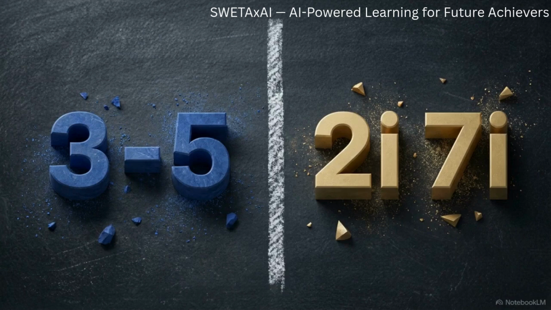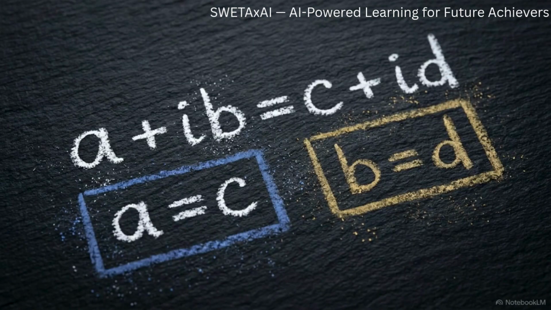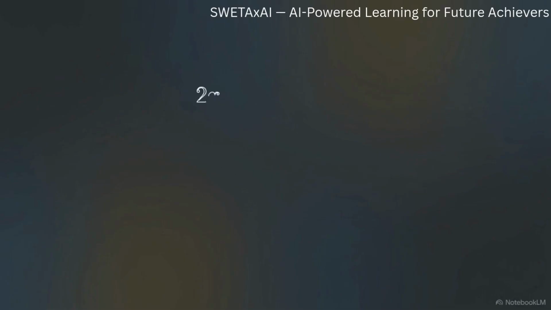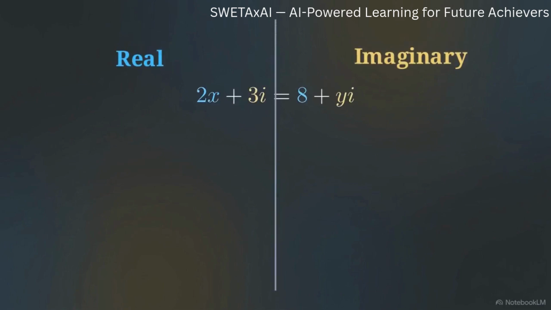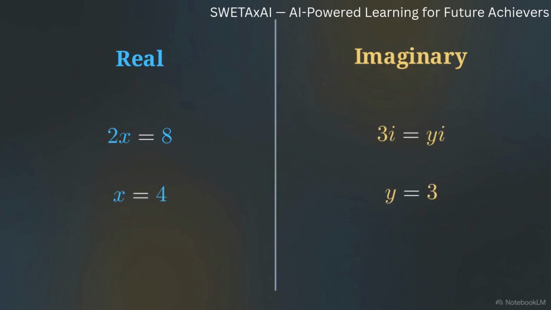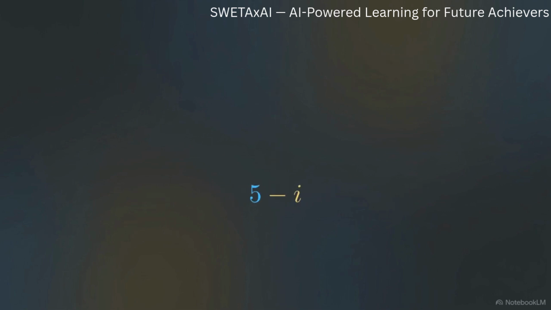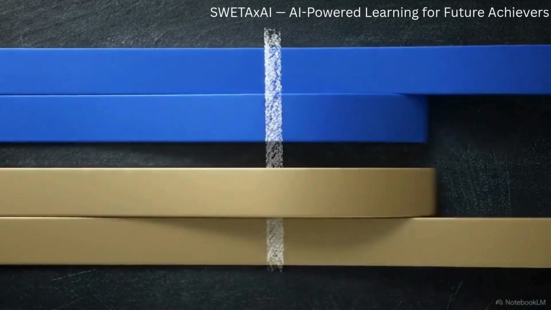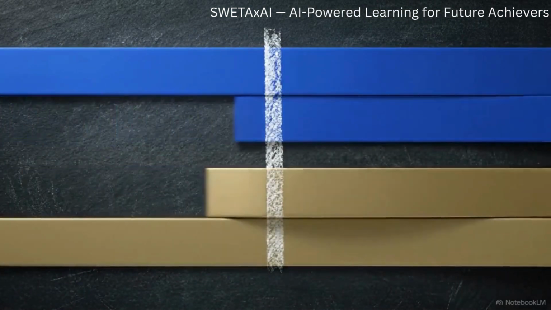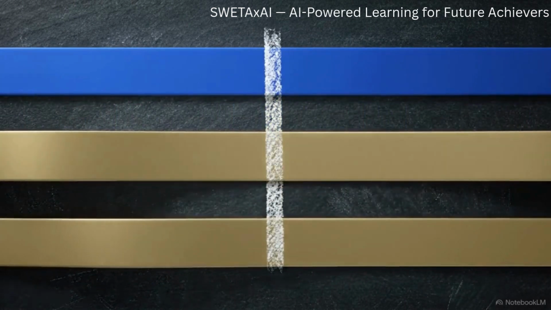Because these components represent different dimensions, the rule of equality requires that real and imaginary parts be evaluated independently. Two complex numbers are only equal if their corresponding components match exactly. In 2x plus 3i equals 8 plus yi, matching the components separately, x is 4, y is 3. Addition follows this segregation. Adding 3 plus 4i to 2 minus 5i, real parts combine to 5, imaginary to -i. Result, 5 minus i. Real and imaginary components behave as orthogonal dimensions. They flow parallel to each other without mixing during basic addition.